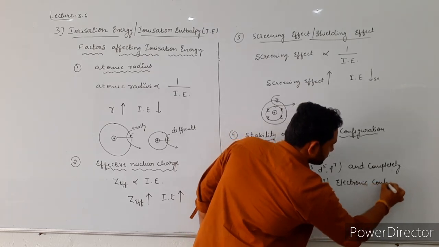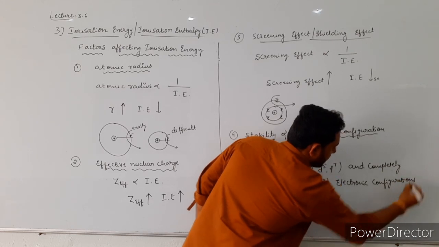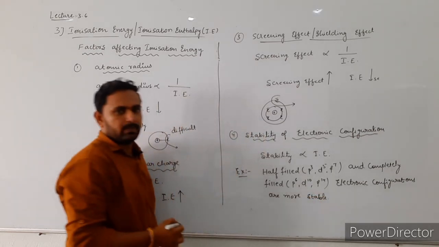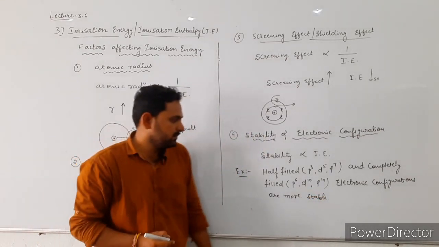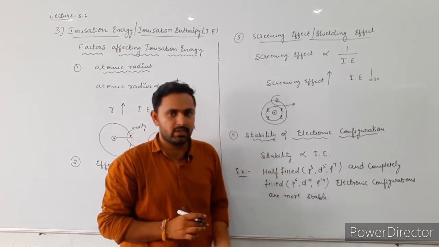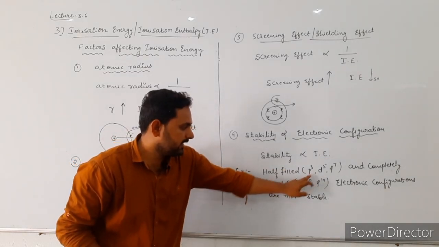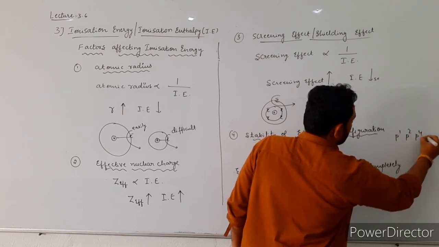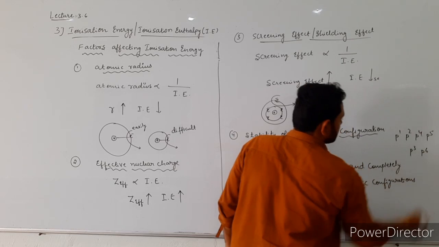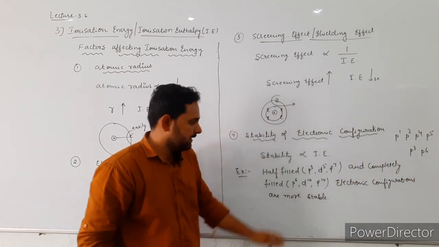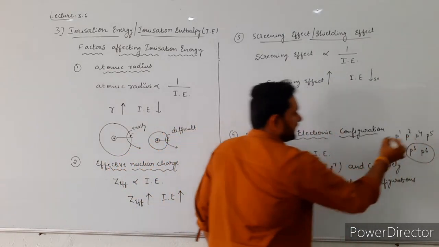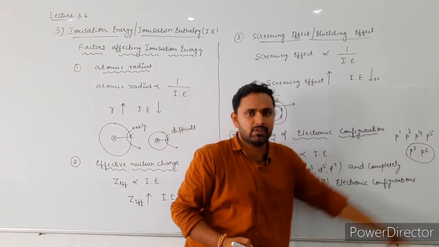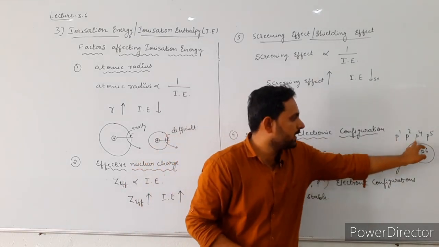Such electronic configurations are more stable. The removal of an electron from a stable electronic configuration is more difficult. That's why more ionization energy is required. See here, P3 and P6 electronic configurations are more stable compared to P1, P2, P4 and P5. When you want to remove electrons from a stable electronic configuration, you need more energy as compared to other electronic configurations.